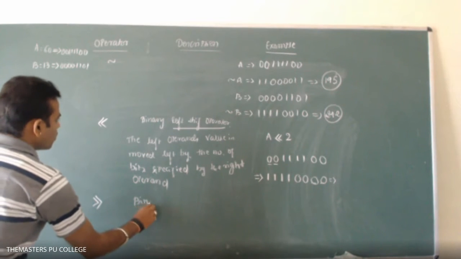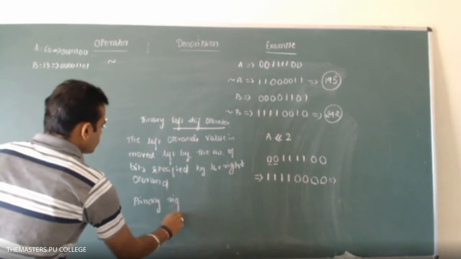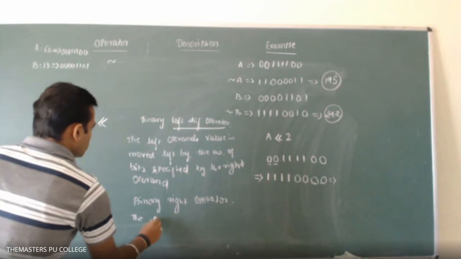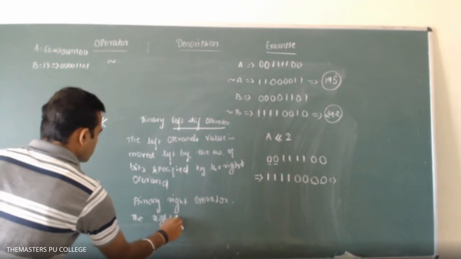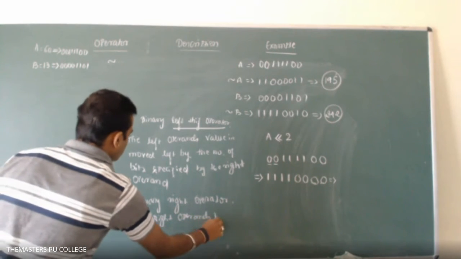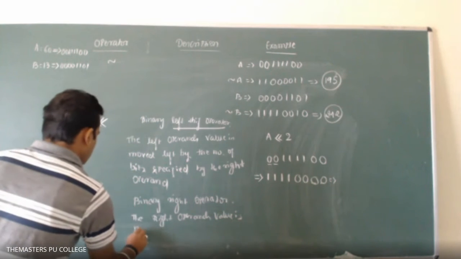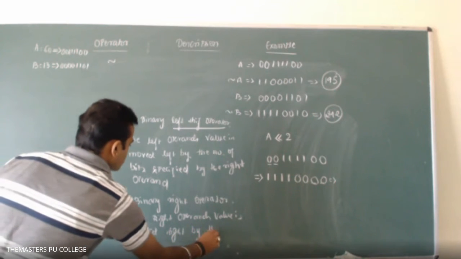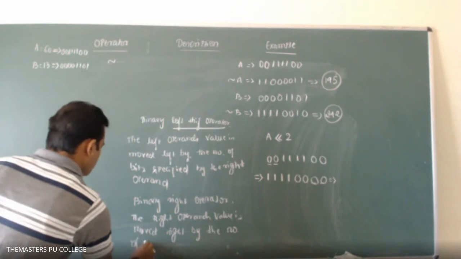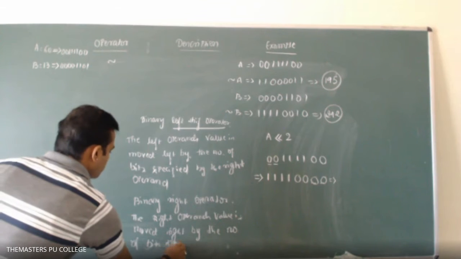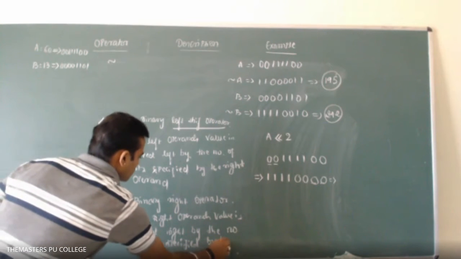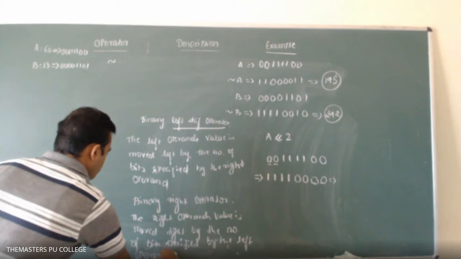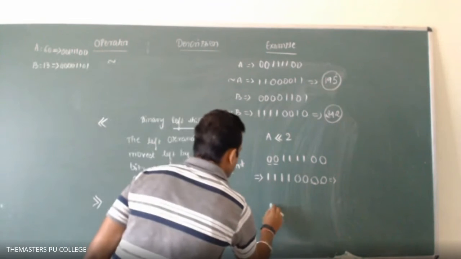The binary right shift operator: the left operand's value is moved right by the number of bits specified by the right operand. See here, like this.